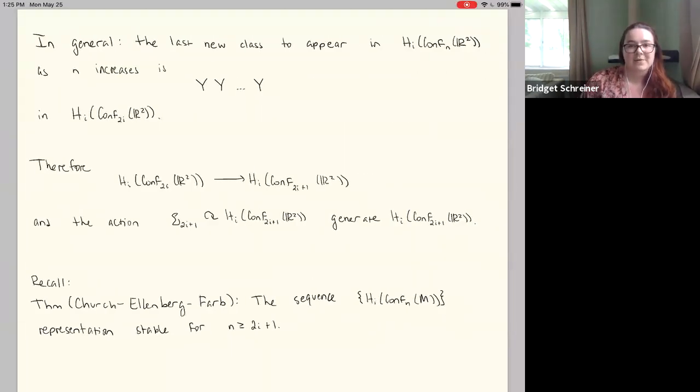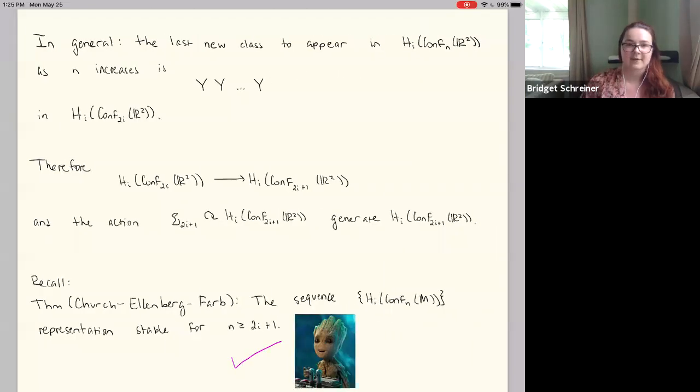And if we recall what we're trying to show, we were trying to show that the sequence becomes representation stable at n equals 2i plus 1, or it's stable for n greater than or equal to 2i plus 1. And if we look at R^2, we can see that that happens simply because the last new class to appear requires 2i labels. And then after that, we always have enough labels for all the possible classes, and we get stability. So yay, that's what we were trying to show.